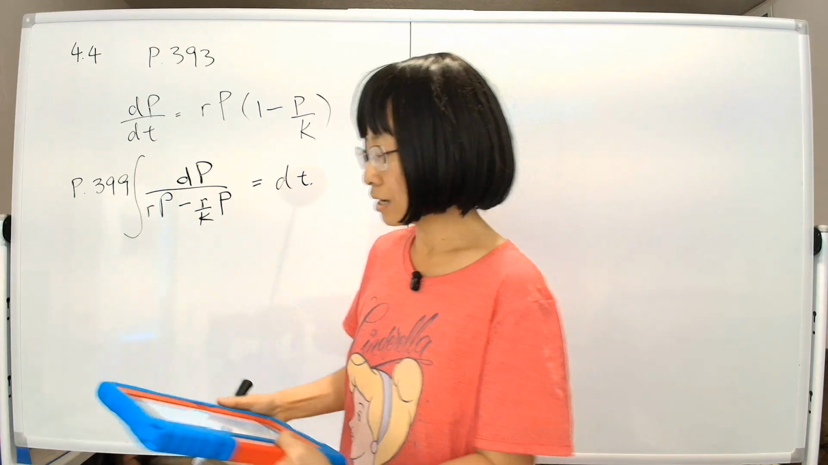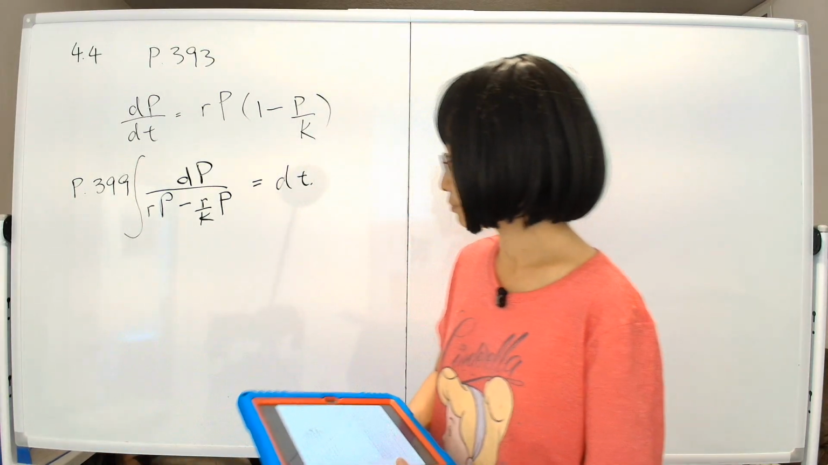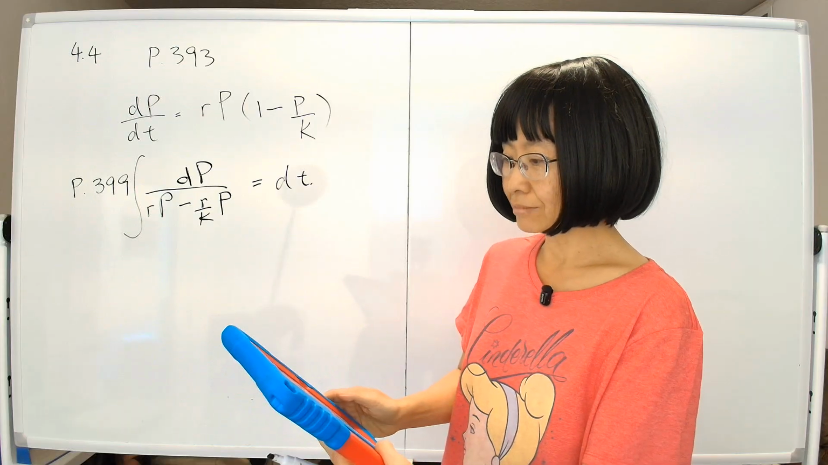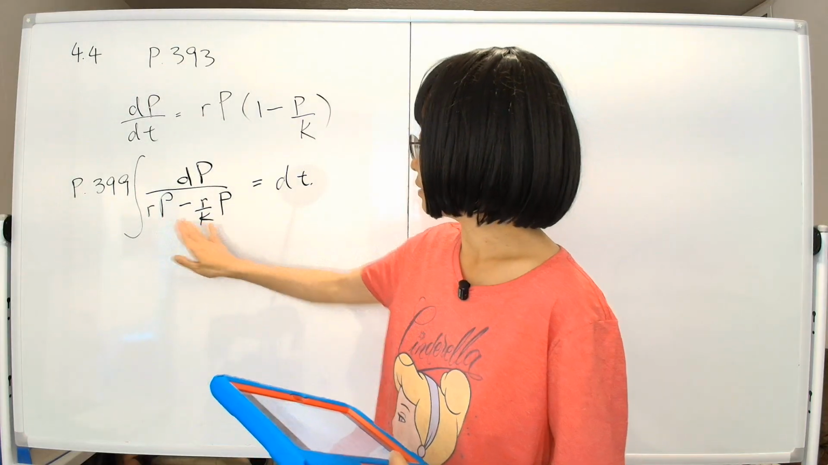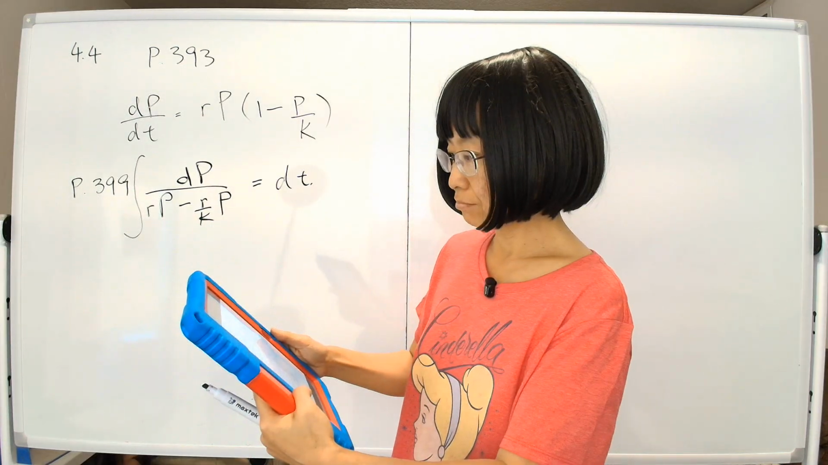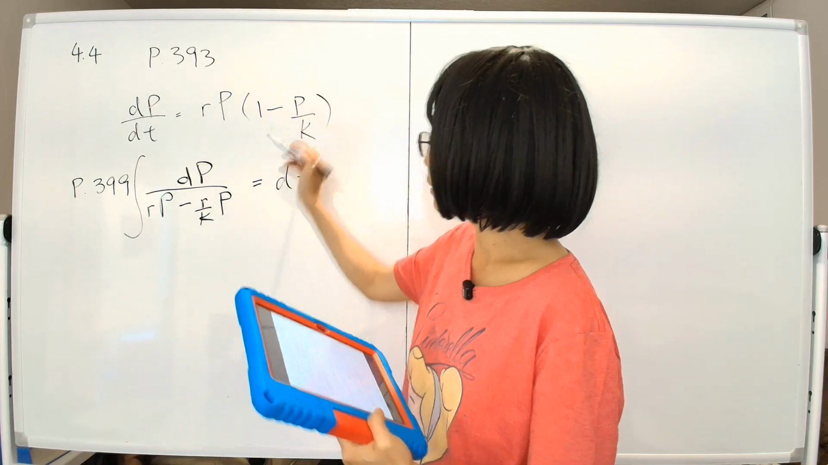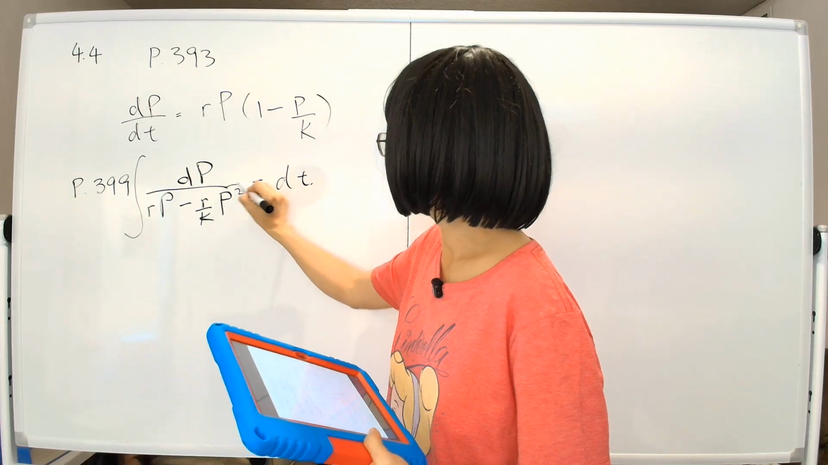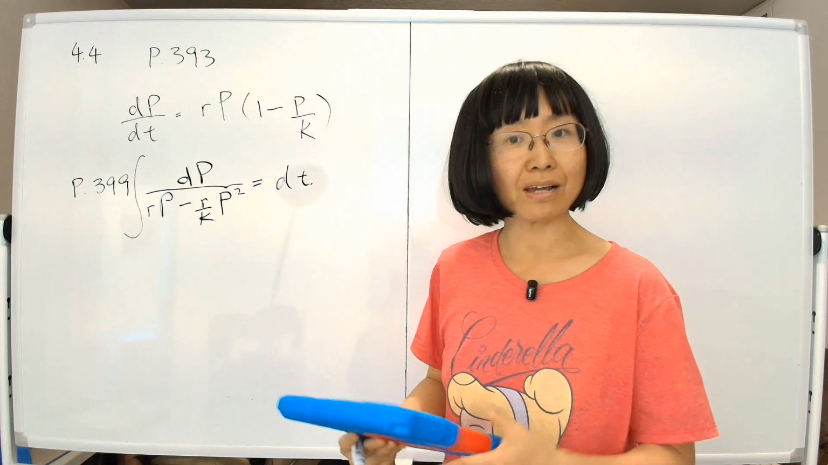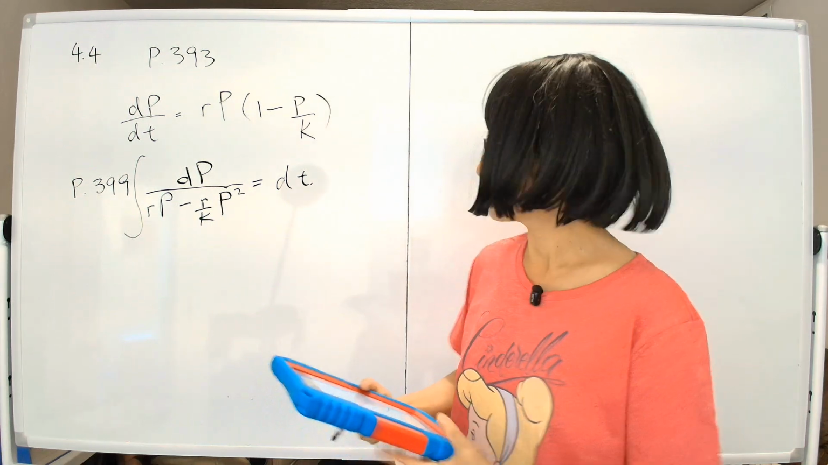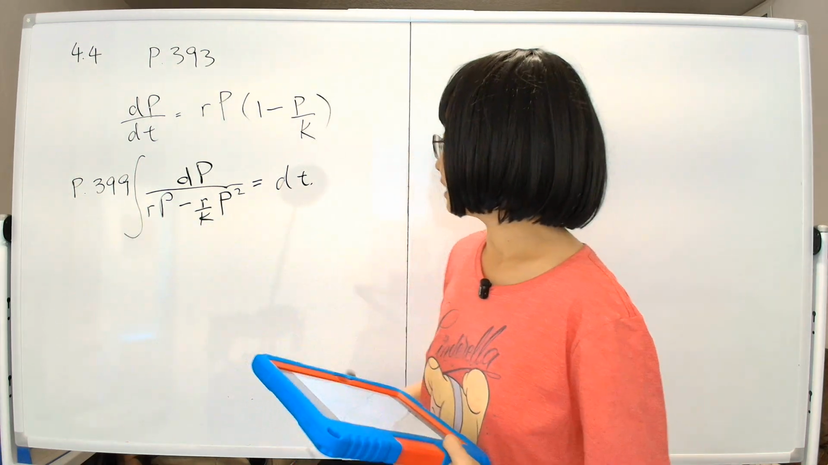Now we are going to do a bit of work. This is a fraction, right? Let's see, give me a second. RP minus, oh, there's a P squared, sorry. There's a P squared here. So this is a fraction that we need to break up.